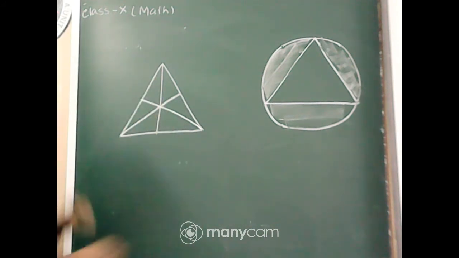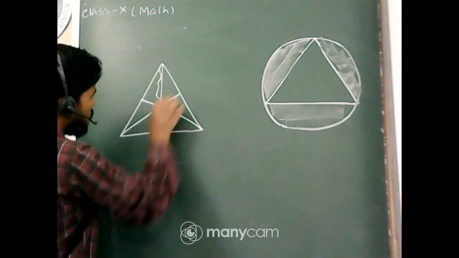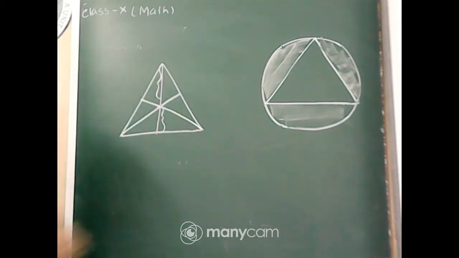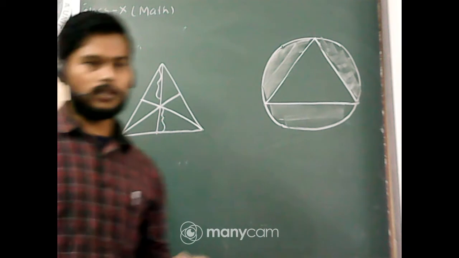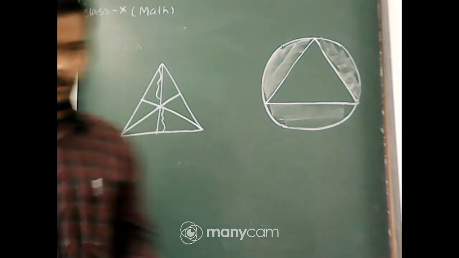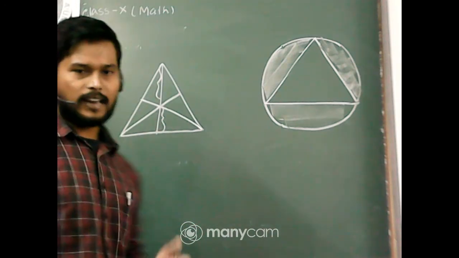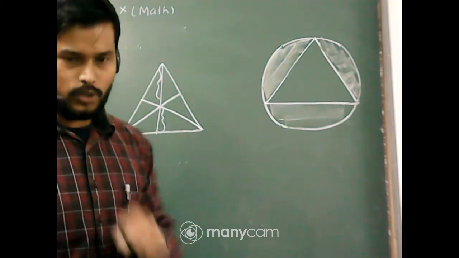Now can you tell me what is the ratio of this side and this side? Means in which ratio the medians intersect each other? In a ratio 2:1.